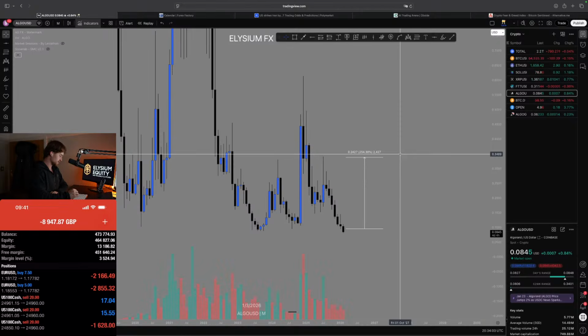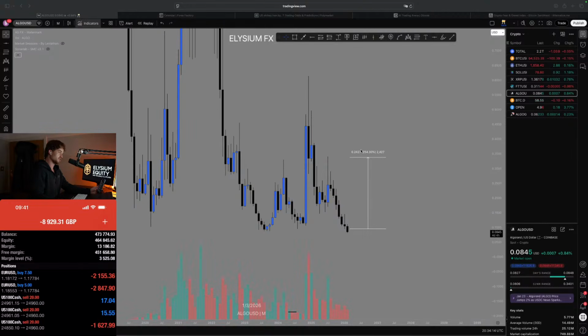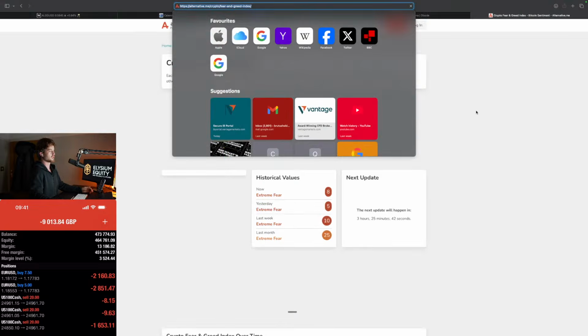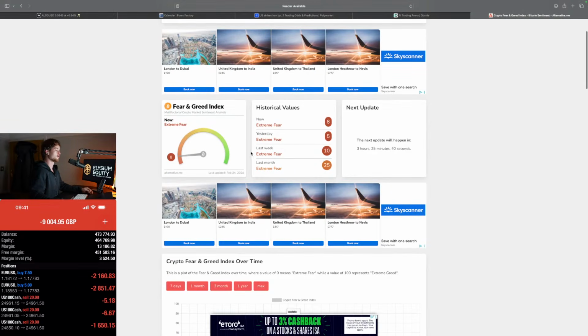If NAS is going to dump, then BTC follows. So best to wait on adding if we think NAS is dumping. Yeah, I'm not going to buy any more crypto until I see some kind of recovery, because the fear and greed index is still very low. It's at 8 now. Last week was 10. Yesterday was 5. But last month was still quite a high reading of extreme fear at 25.